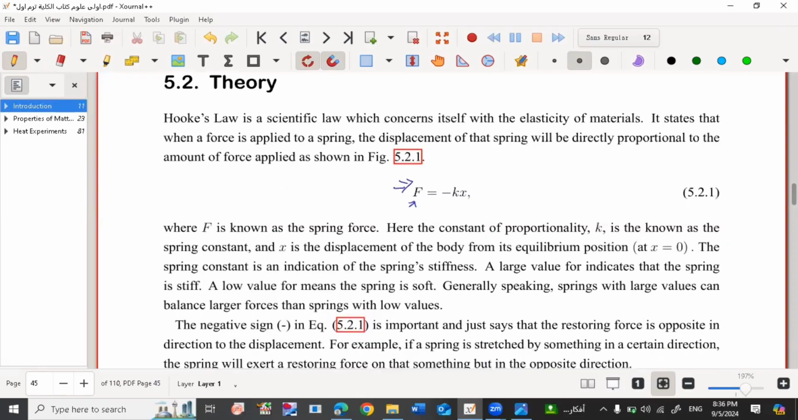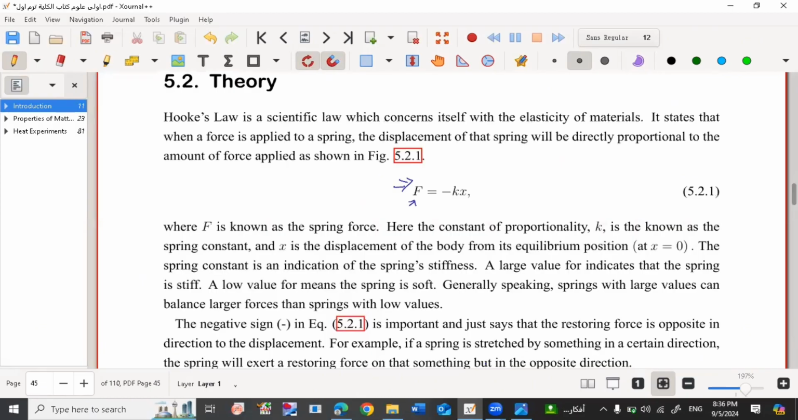So what is the importance of this negative sign in this law? This negative sign means this is a restoring force, and its direction is opposite to the direction of the external force. This means if the external force is going outward, the restoring force will be inward, and vice versa.